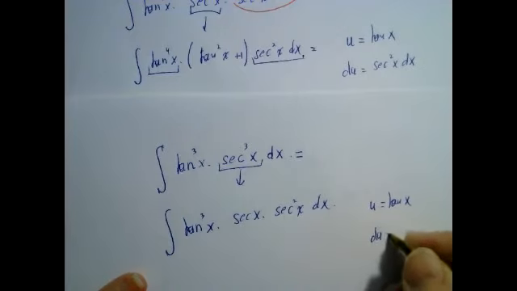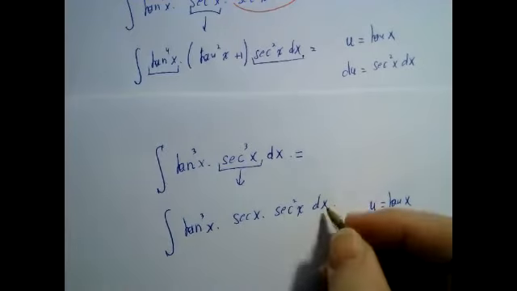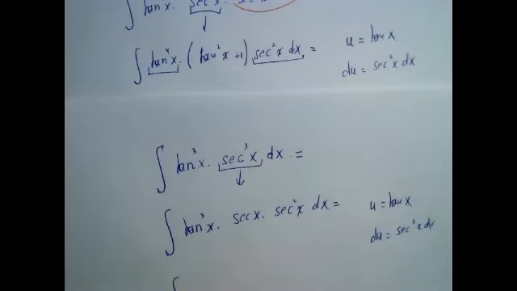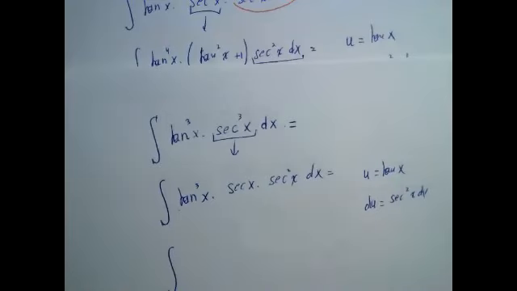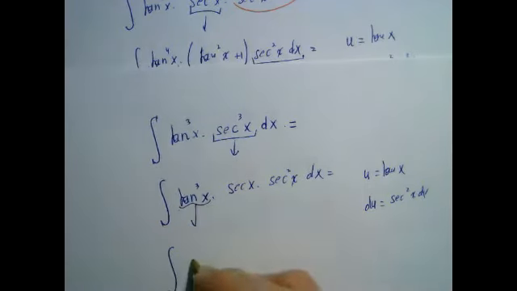The du is secant squared dx. And then this is going to give me... All of you pitch in so you understand why we're doing the splitting, and how we should do it. All right, what do you want me to do now? Keep going. So you'd get u cubed secant x du.